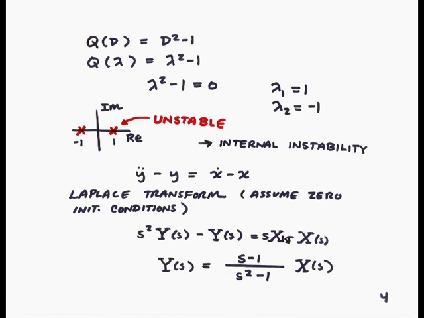So I'll take the Laplace transform of my differential equation. I'll assume 0 initial conditions. That will give me s squared times Y(s) minus Y(s) equals s times X(s) minus X(s). I then do algebra to find the transfer function. I find Y(s) is equal to (s minus 1) over (s squared minus 1) times X(s).